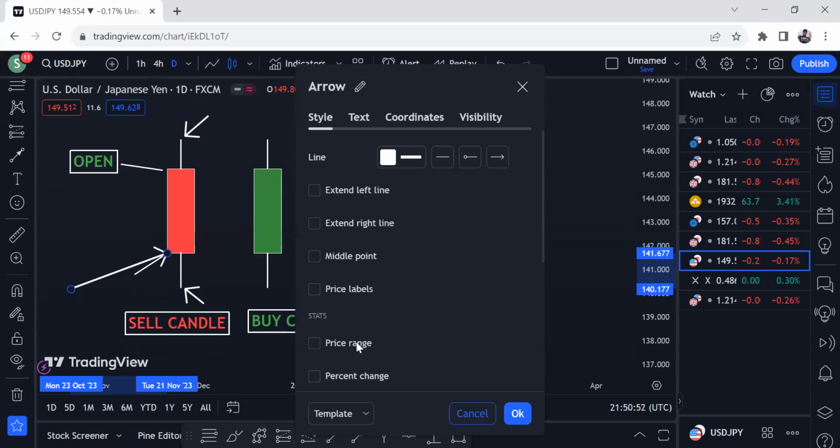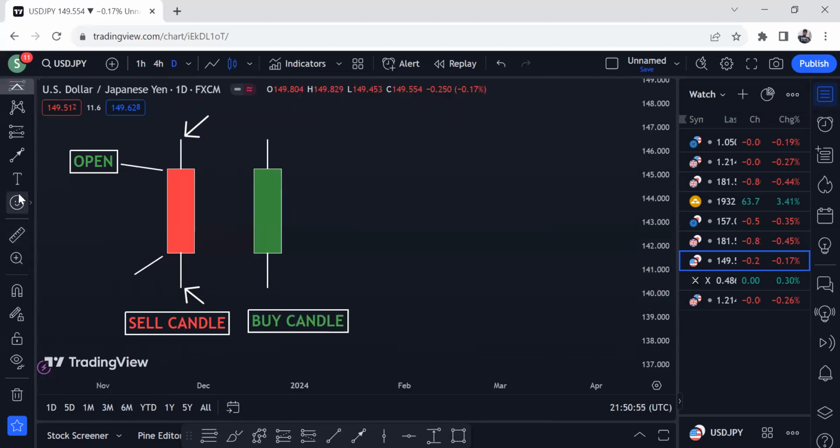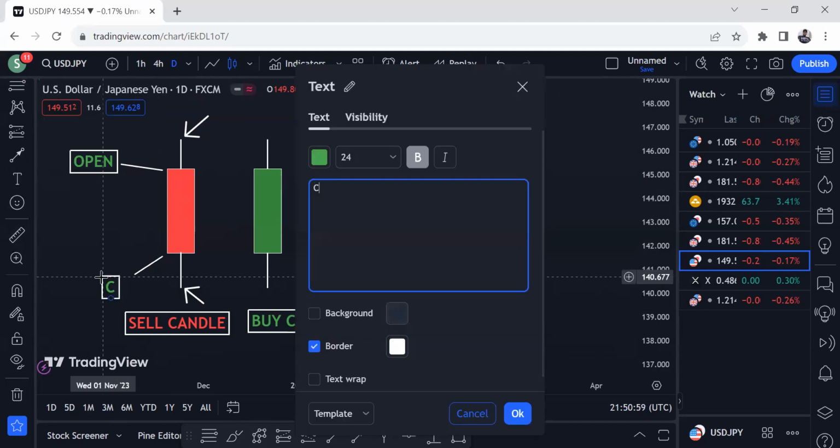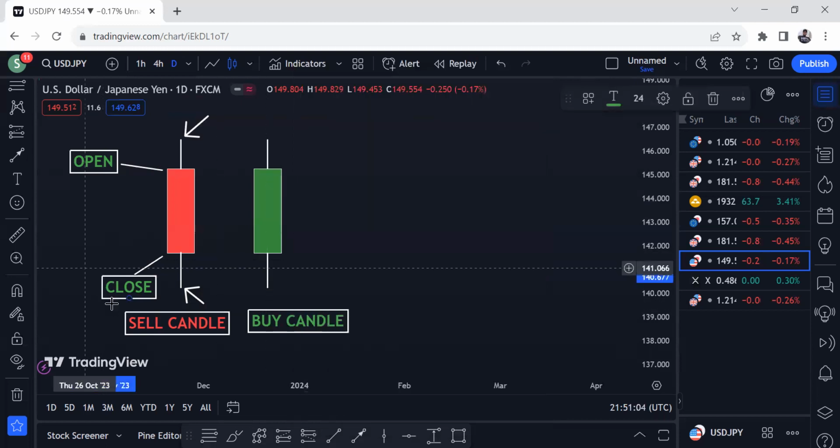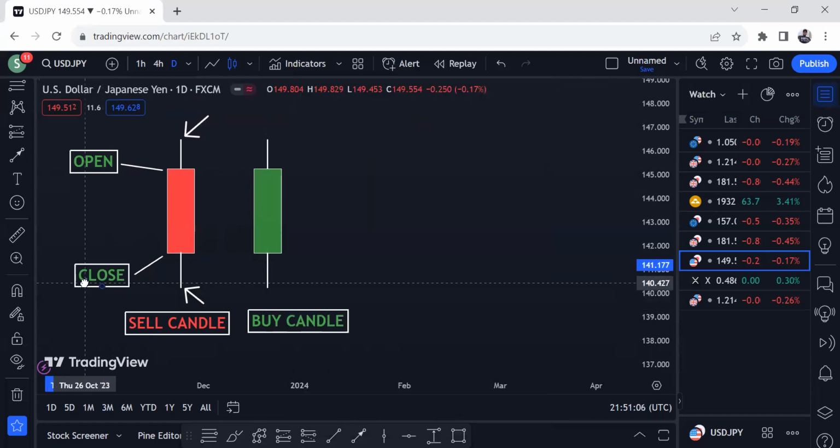I'm going to delete this. I'm going to put it here. So that's the close. Okay. So we've identified the open and the close. The reason why I started with the two is that if you move to the line chart, these are the only things that make up the line chart, open and closing price.